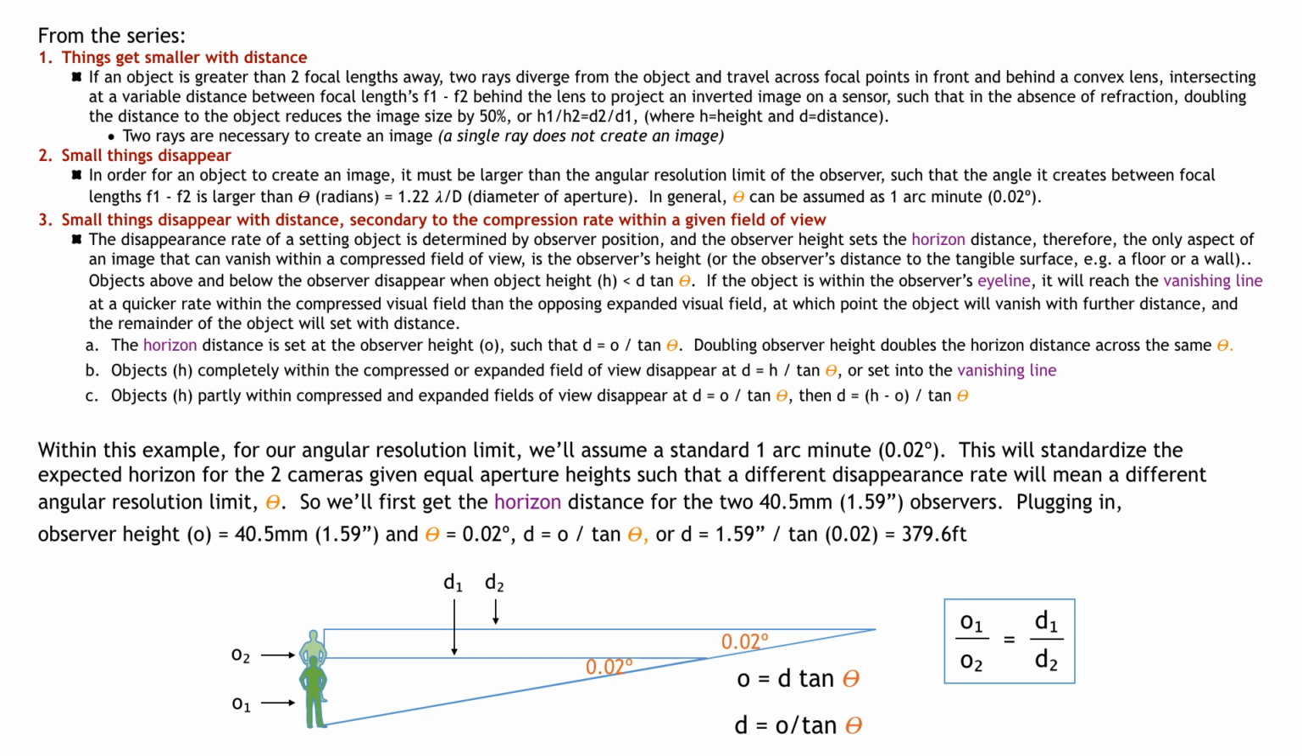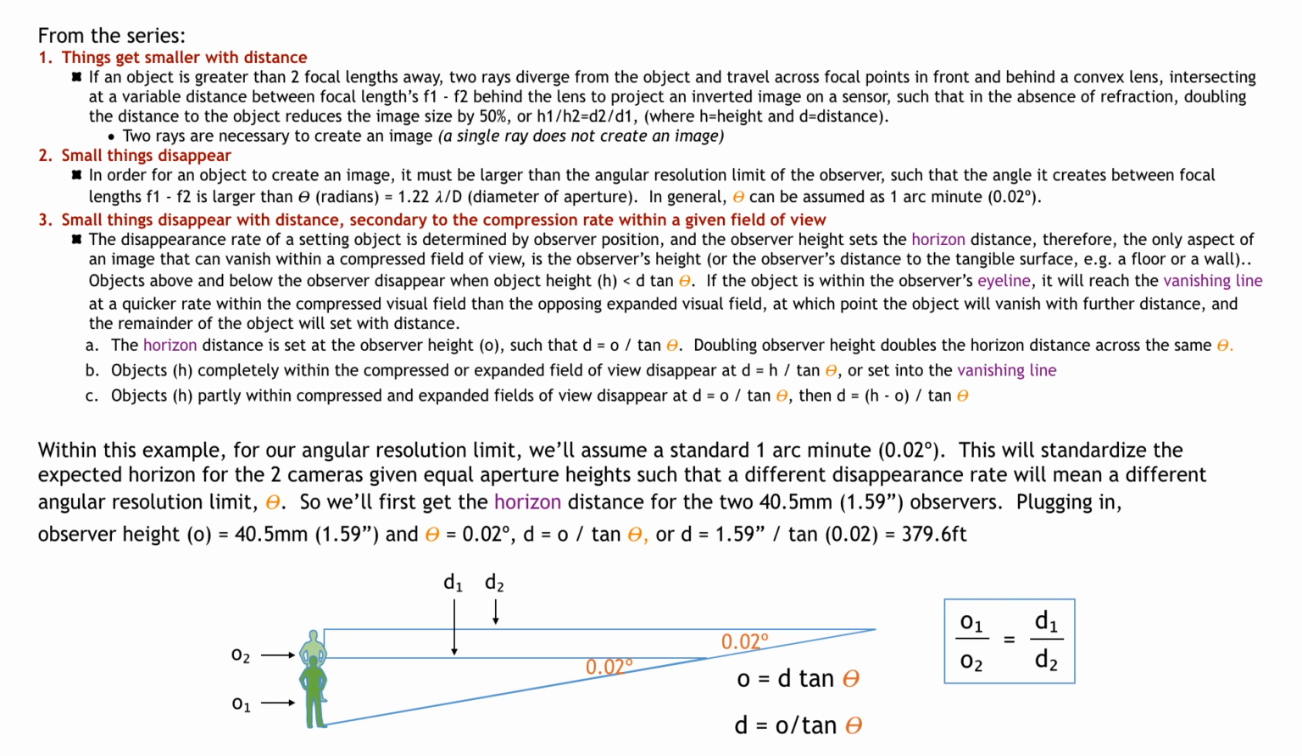But within this example, we don't need to use all of those. For our angular resolution limit, we'll assume a standard 1 arc minute of 0.02 degrees. This will standardize the expected horizon for the two cameras given equal aperture heights, such that a different disappearance rate will mean a different angular resolution limit theta.